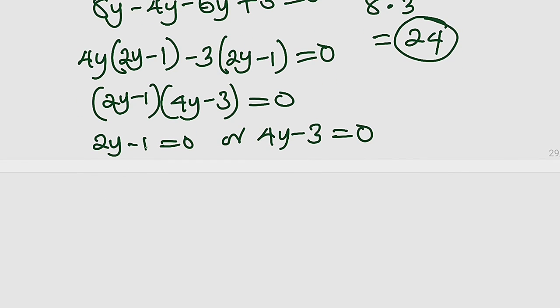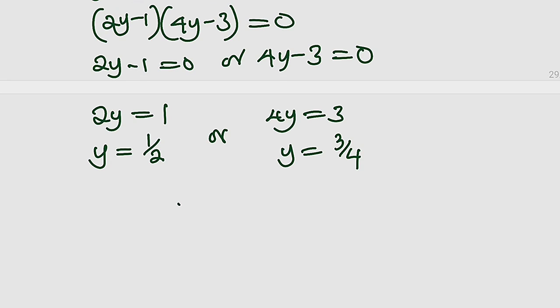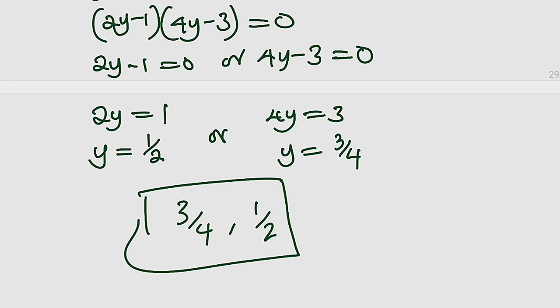So let's start with the first one. If you take negative 1 to the other side, it becomes positive. 2y equal to 1. Divide both sides by 2. You have y to be 1 divided by 2. Or you take this one to the other side, it becomes positive. You divide both sides by 4. You have y equal to 3 divided by 4. And hence, 3 divided by 4 and 1 over 2 are said to be the solution to this problem.